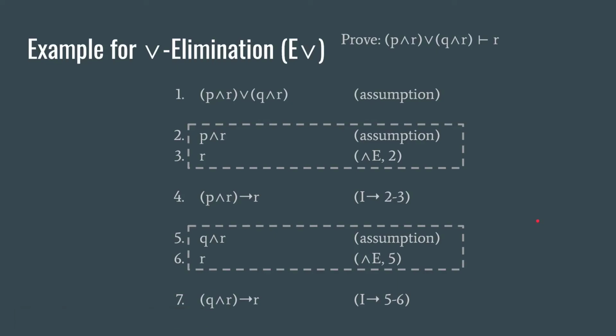Well, if we look at this, now we've got just what we need. We have shown that the first disjunct leads to R. We've shown that the second disjunct leads to R. So we can apply our elimination of disjunction rule on lines 1, 4, and 7. And we can just write R all by itself. And that's exactly what we wanted to prove, so we're done.